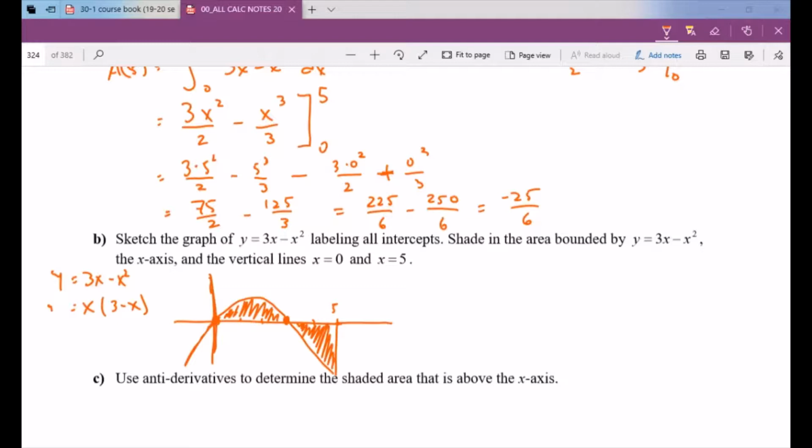Now, as mentioned earlier, this area above will be a positive amount. This area down here will end up being negative. The fact that it's a slightly larger area than the positive one, when we add them together, is why it's given us this answer of negative 25 sixths, because we've added a positive number plus a slightly larger negative area.